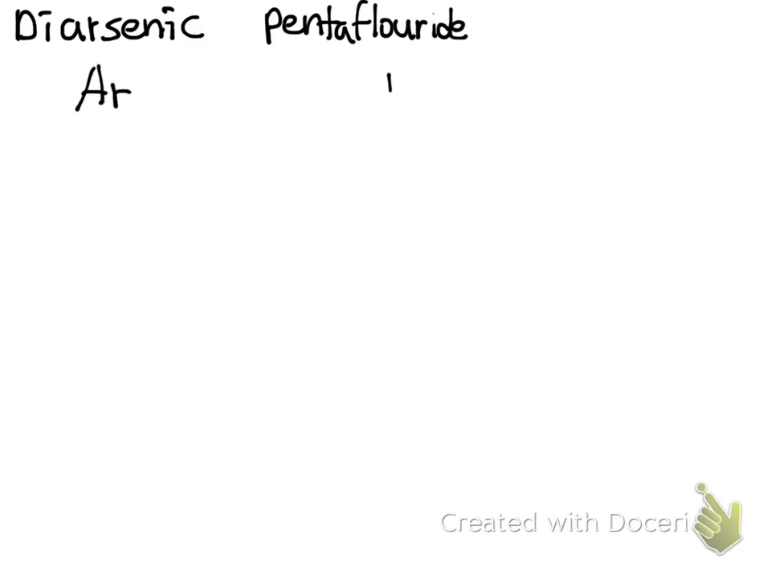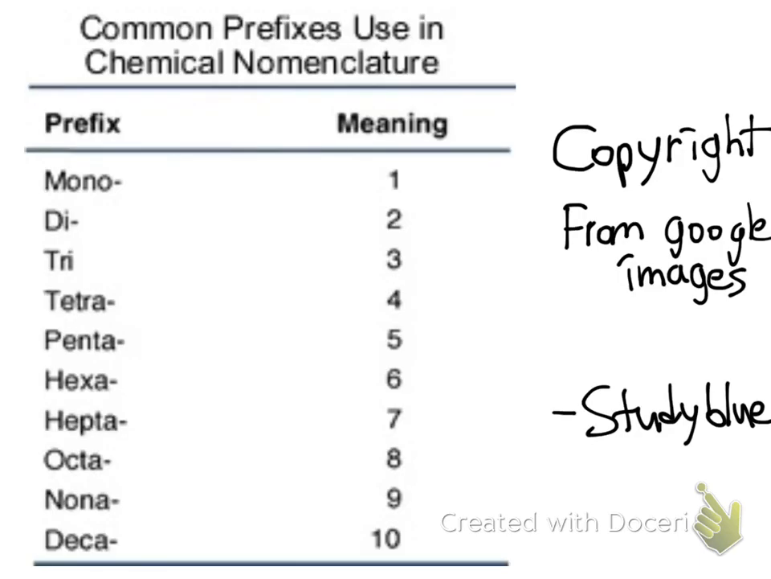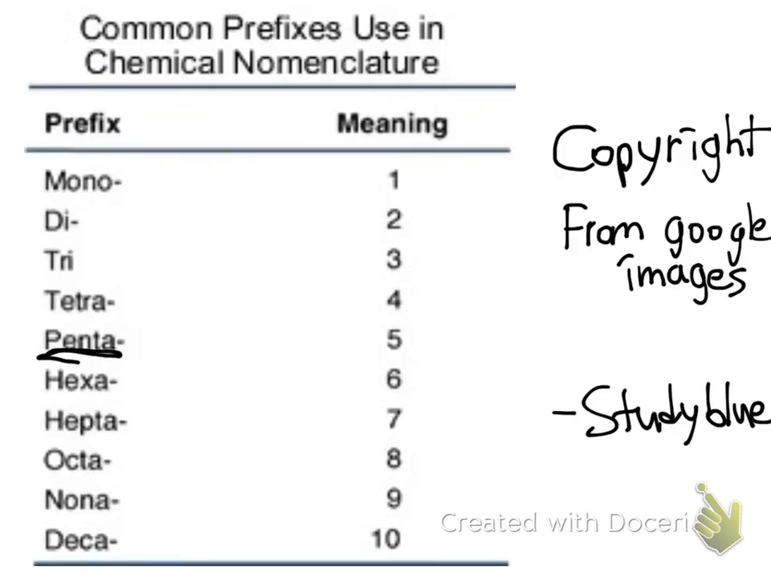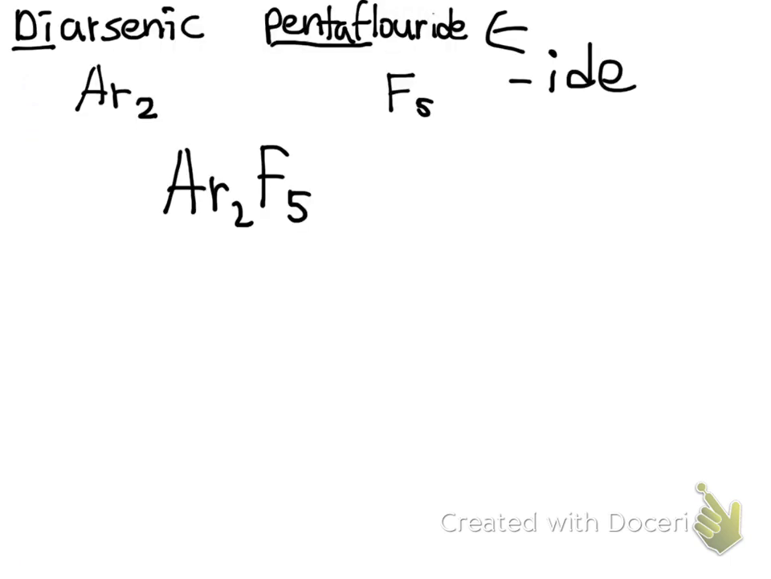So diarsenic has, when you look at the periodic table, arsenic has As for its chemical symbol and fluoride is F. And then if you look at the di in front of the arsenic, that means 2. If you look at this chart here, di means 2. So you put a 2 for a subscript, and penta, if you look here, has 5. So you write a 5 next to F for fluorine. And the 2 and the 5 are both subscripts that show how many of each atom there is. So in this formula, there are 2 arsenic atoms and 5 fluorine atoms.